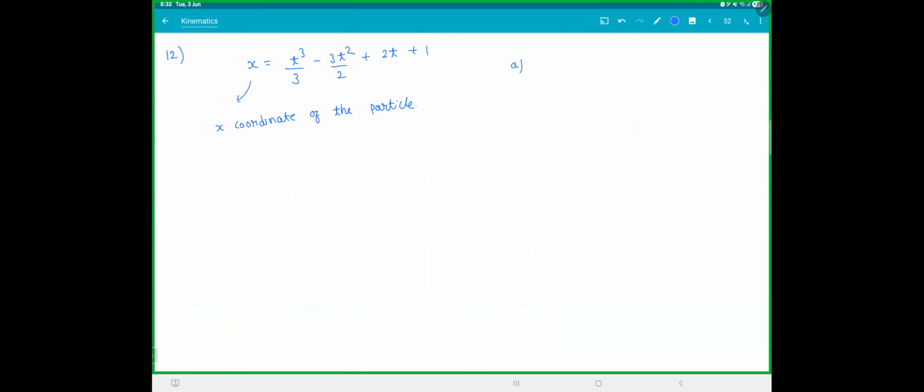First question: find distance traveled in 3 seconds. We have done something like this before. Second thing, find the time interval when the particle is speeding up and speeding down.